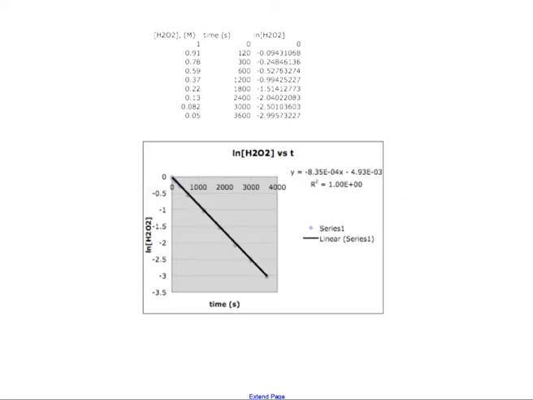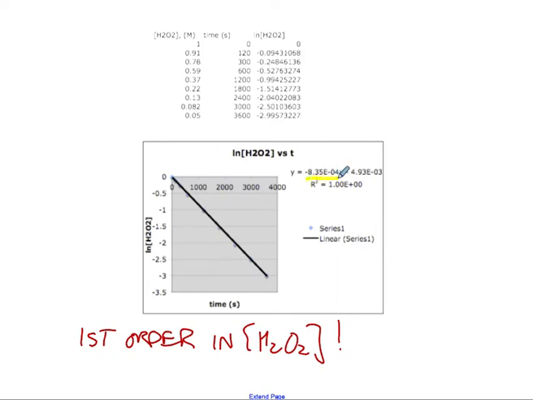Finally, I calculate and graph the natural logarithm of the concentration of hydrogen peroxide versus time. What do you know? I get a straight line with a negative slope. So that lets me conclude that the reaction is first order with respect to the concentration of hydrogen peroxide. I can now simply write the integrated rate law and the differential rate law, and furthermore, I can simply use the slope, or I should say the negative slope of the line, because that is the value of k, the first order rate constant for this reaction.